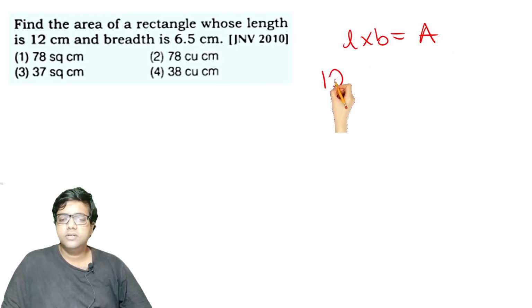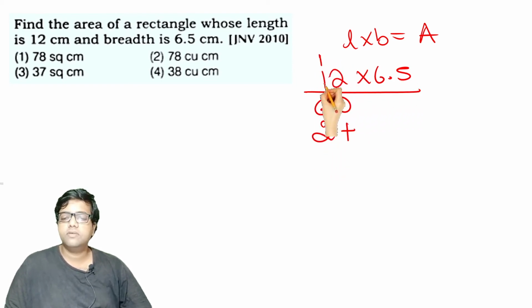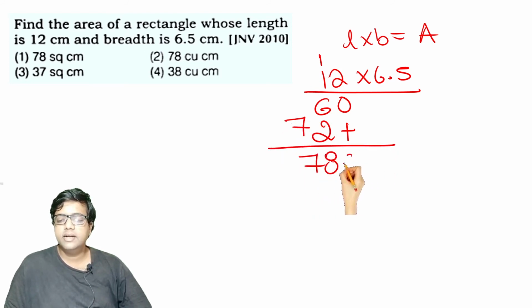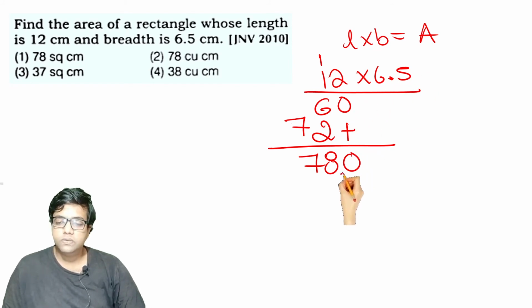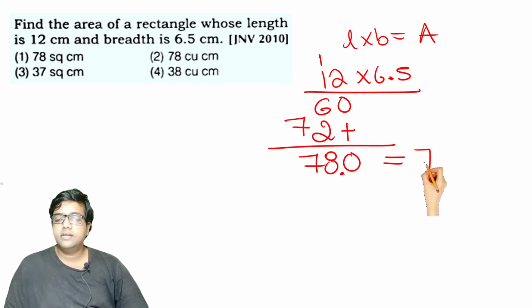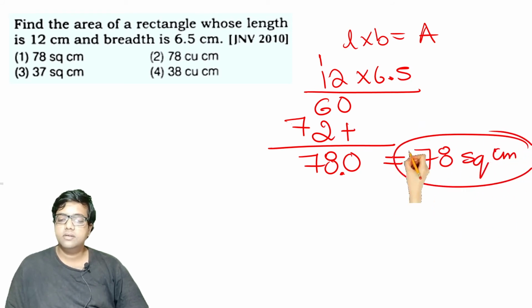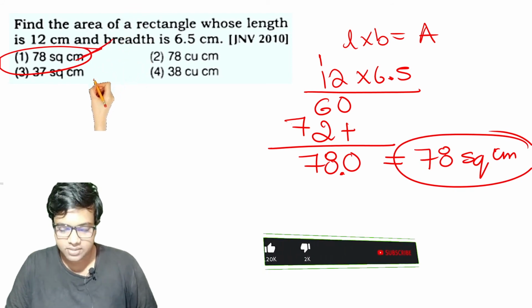Let's do that. 12 into 6.5. 5 2s are 10, 1 carry over. 5 1s are 5, plus 1 is 6. 6 2s are 12, 1 carry over. 6 1s are 6, plus 1 is 7. So you will get 780. One decimal point is there, decimal point after one digit. So you will keep a point. So you are getting 78 square centimeter. Option 1 is the right answer for this question.